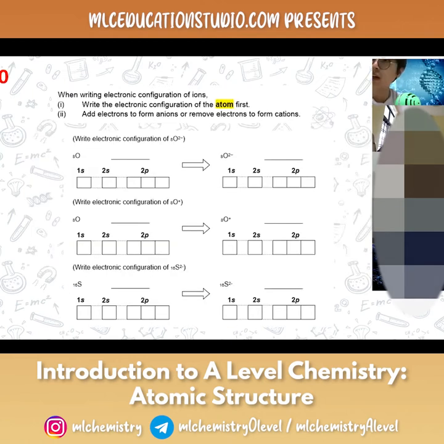Next, I need to teach you how to write electronic configuration for ions. What you need to do first is to write the atom and then remove or add electrons. So do the atom first. This is 1s2, 2s2, 2p4. If it's O2 minus, it means add 2 electrons, so it's 1s2, 2s2, 2p6.